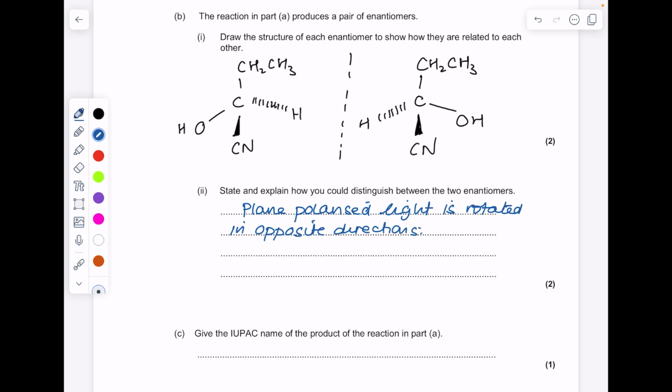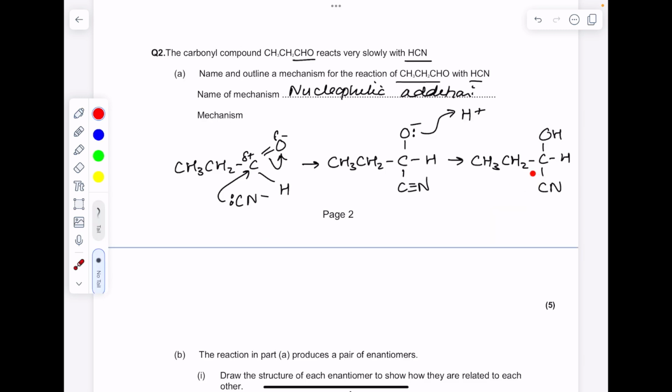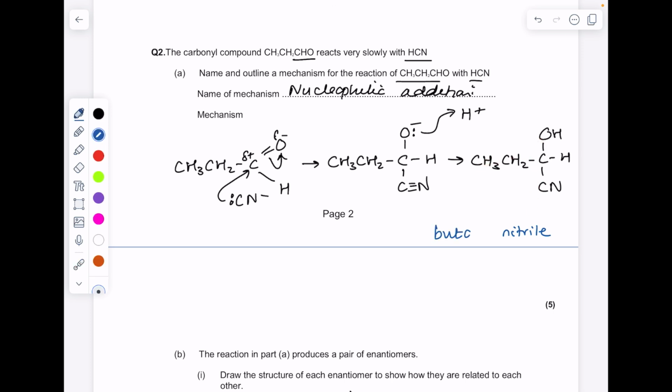Give the IUPAC name of the product of the reaction in part A. So we're naming this. So notice we have the nitrile here that goes at the end. Count the number of carbons. Remember, we've gained an extra carbon, so we now have butane. Because it's a nitrile, we need to include that E. And then finally acknowledge the OH. It's on the second carbon, so we have 2-hydroxy butane nitrile.